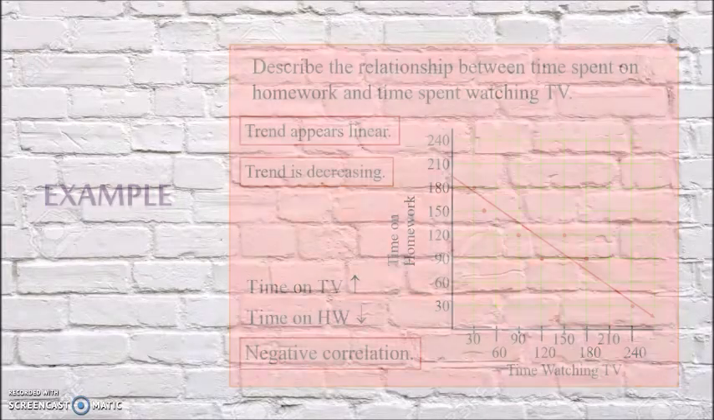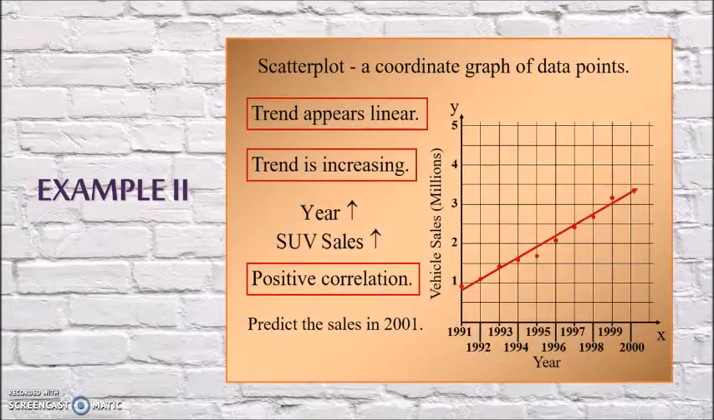To conclude, the last example describes the relationship of vehicle sales over the years. In the next scatterplot, we could say that the trend appears linear. It is increasing and it shows that there is a positive correlation of vehicle sales over the years.